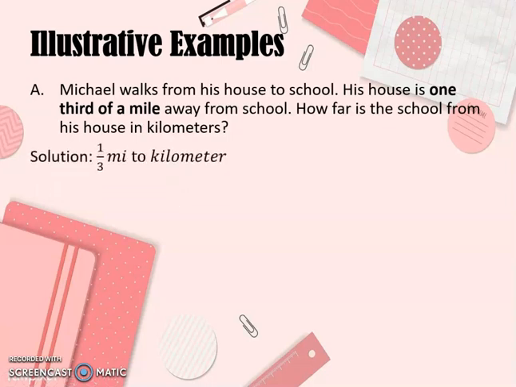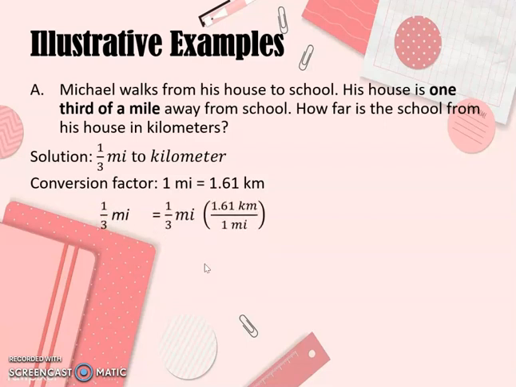So we have here the solution, 1/3 mile to kilometer. So we have the conversion factor, so 1 mile is equivalent to 1.61 kilometers. So we have now applying the formula, or we don't have the formula, but we use the multiplication operation. So we have 1/3 mile equals 1/3 mile times 1.61 kilometers over 1 mile. So that makancel natin ang mile nga unit, ang bilin kilometer. Kaya amo nga need natin nga i-convert.